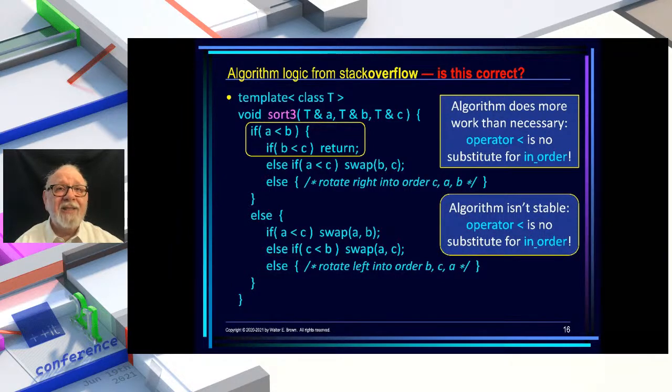Further, it's not stable. If I come in with A, B, and C all equal, then they're already in order, and I'm going out of my way to swap at least some of them. And now I've lost stability. Instead of doing no work, I've done work, and I've lost a potentially very important property. So again, consider in order and out of order whenever we're doing order-related algorithms.